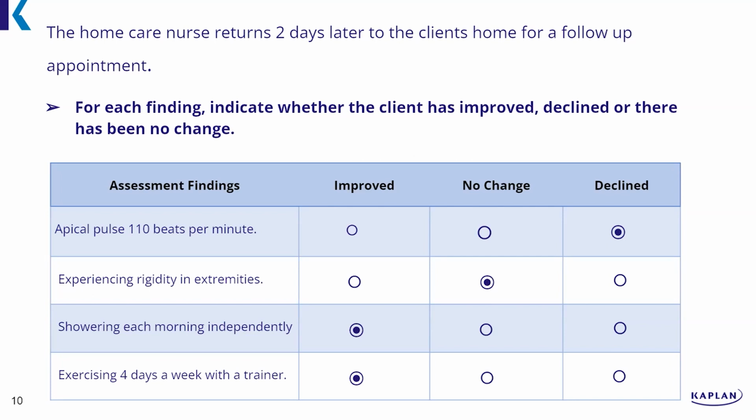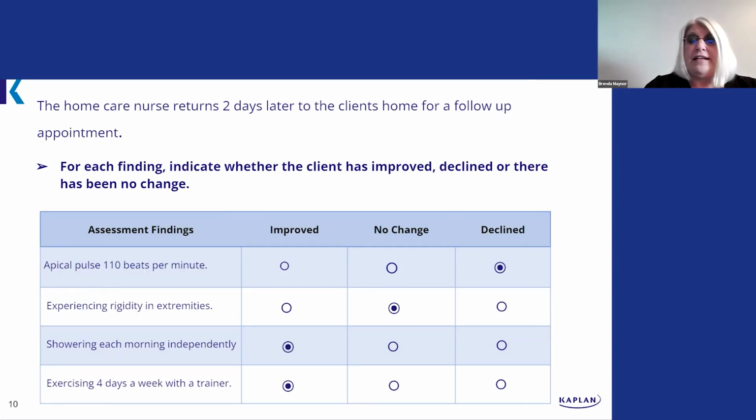If the client's pulse from the case scenario was 98 and now the apical pulse is 110, that would be a decline in the assessment finding. If the client continues to have rigidity in the extremities, there's no real change from the findings. So your option would be no change.